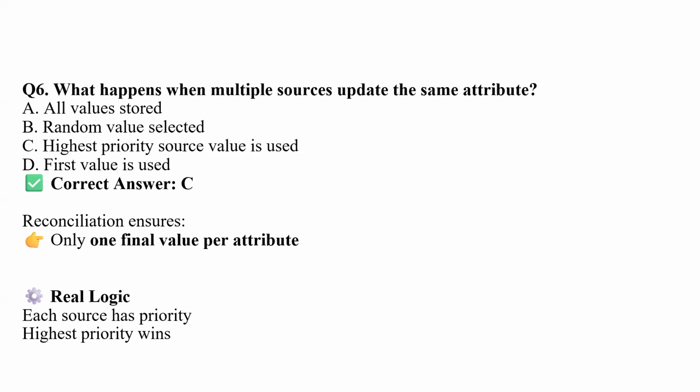Here, from among 8 GB or 16 GB, 16 GB will win because it will select the highest priority based on our rule logic. Each source has a priority, and the highest priority wins. Comparing 8 and 16, the highest is 16 GB. That's why, as per the rule, the highest priority wins.